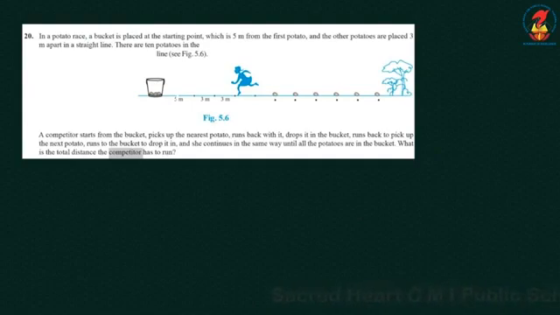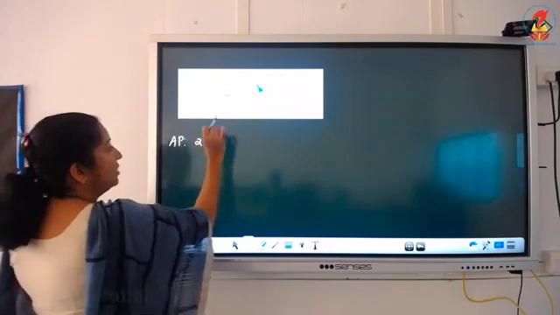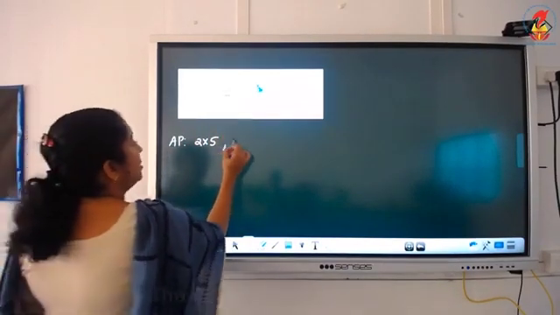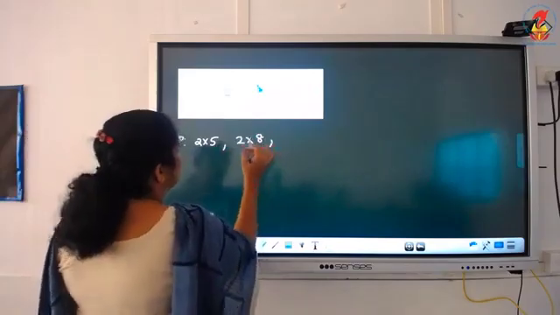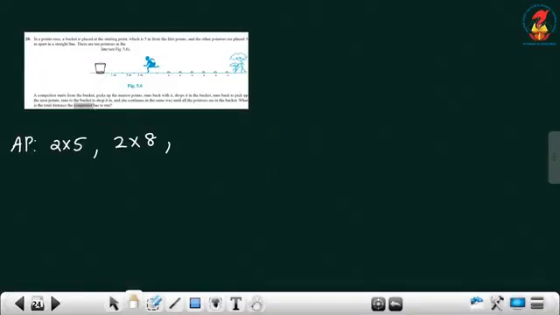First, from here to here. So first one is 5 meter away. So 2 times running. So it is 2 × 5 is the first one. Same way next one, total 8 meter. So 2 times it is 2 × 8. Next it is 11 meter, 2 × 11, etc. So the AP is 10, 16, 22, etc. So the question is the total distance the competitor has to run.